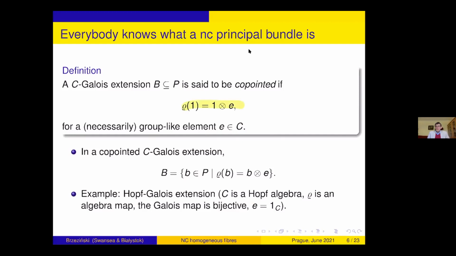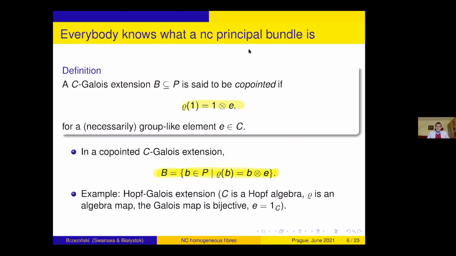What one can immediately find is, from the co-associativity of rho, from the coaction property of rho, E must be a group-like element. Right, and then one can discover that actually the subalgebra of co-invariants is defined with the help of this element in the most natural way.